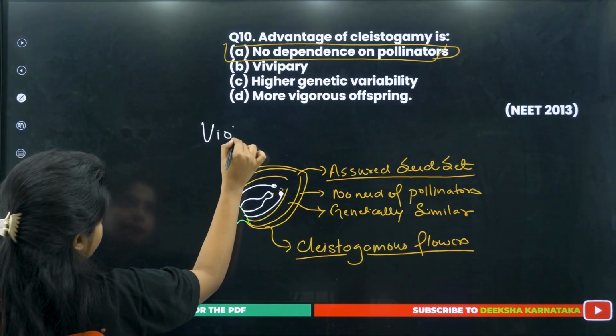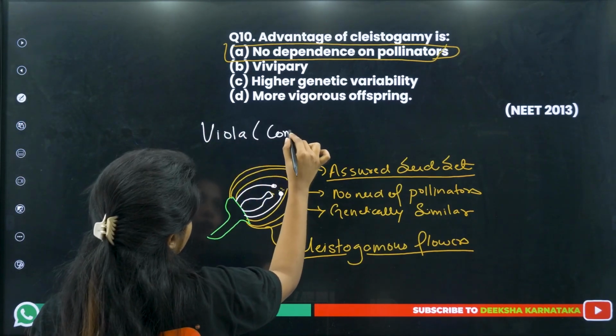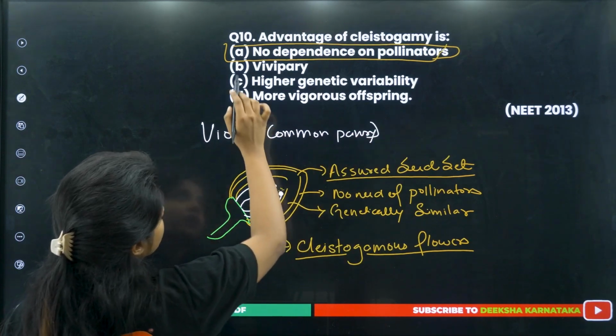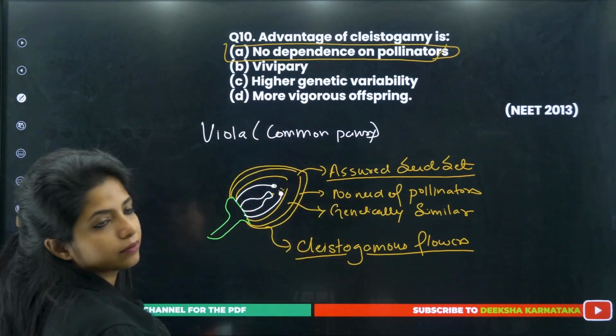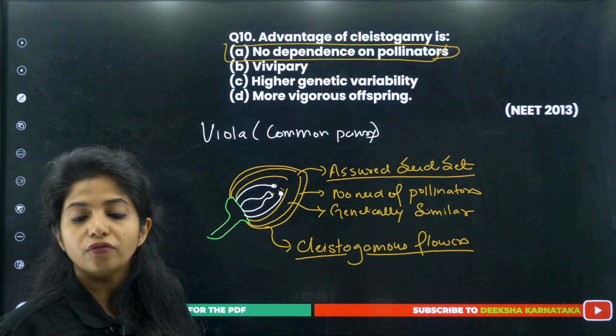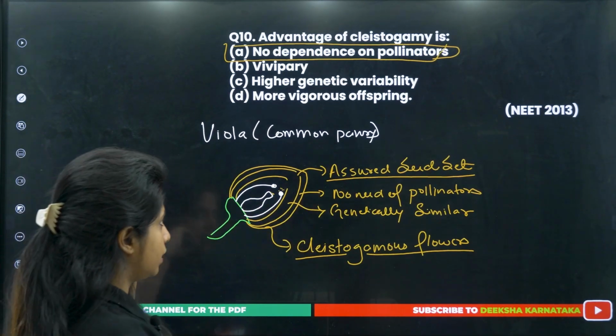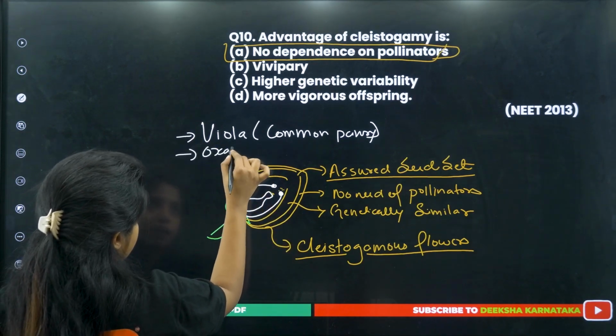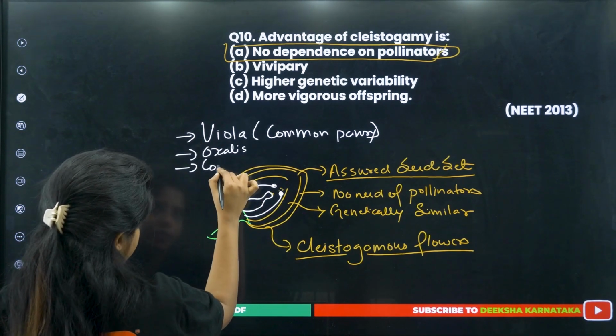You have viola, that is common pansy. The same question can be framed in a different way: advantage of cleistogamous flowers of viola is. So you can think like that. Now viola is there, oxalis is there, and commelina is there.